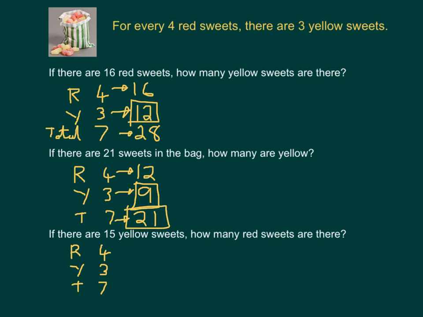For the last example, if there are 15 yellow sweets, I need to work out, well, how many lots of 3 is that? So I've got 5 lots of this. So that means I need 5 lots of 4 sweets, 20, and that will mean I'll have a total of 35 sweets. How many are red? Well, 20.